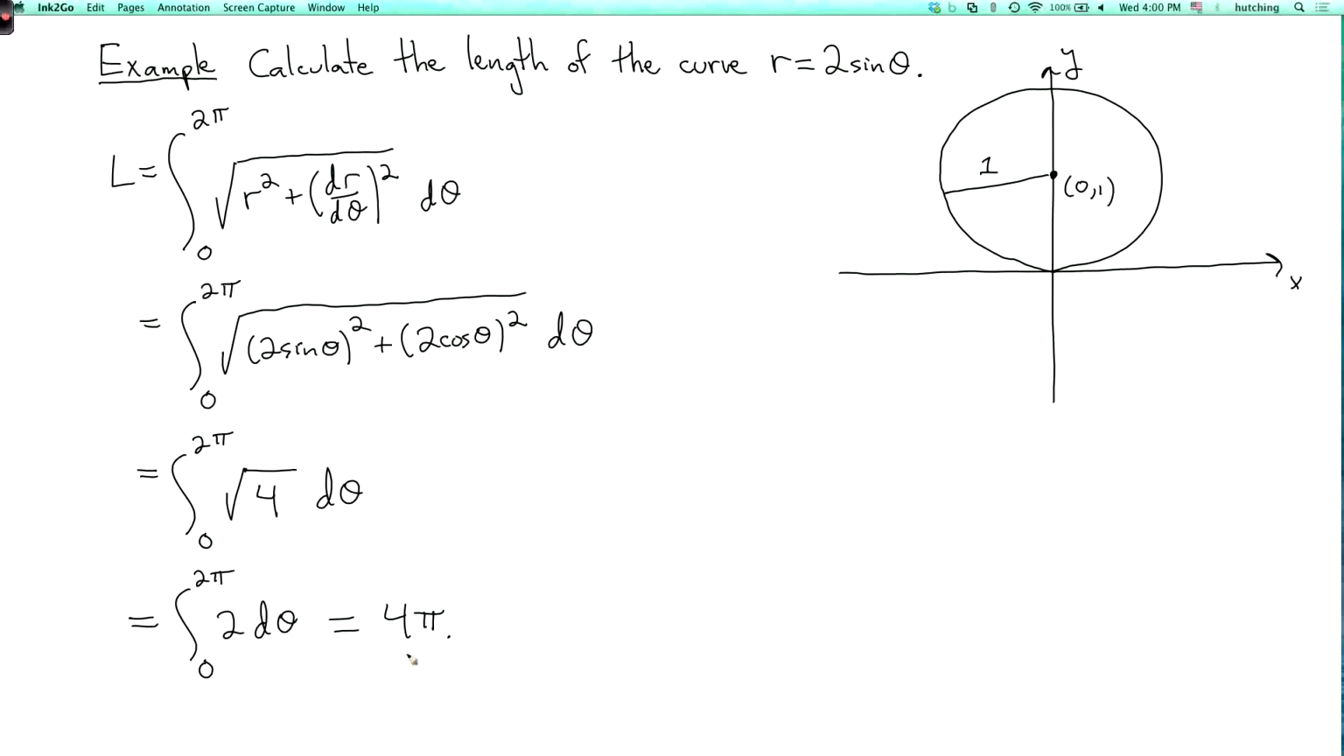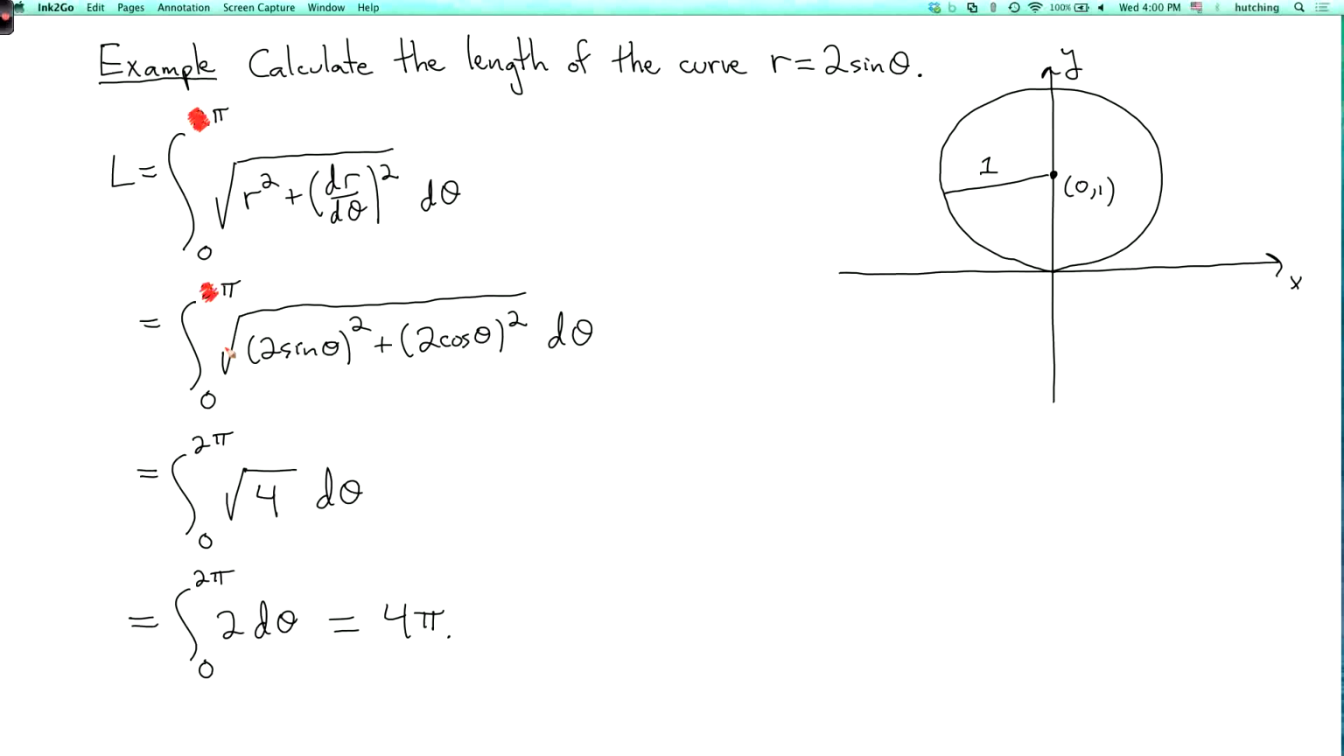So what's wrong? Well, the problem is I needed to think more carefully about the limits of integration. As theta goes from 0 to pi, we go once around the circle. This is where r is positive. And then as theta goes from pi to 2 pi, we go around the circle a second time. This is where r is negative. So if theta goes from 0 to 2 pi, I'm going around the curve twice, so I'm actually going to get twice the length of the curve. So to get the correct length, I should just integrate from 0 to pi. It would also be okay to integrate from pi to 2 pi.